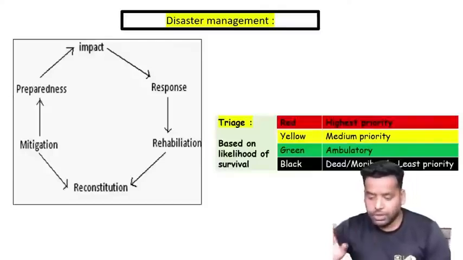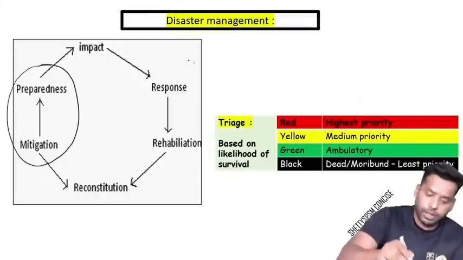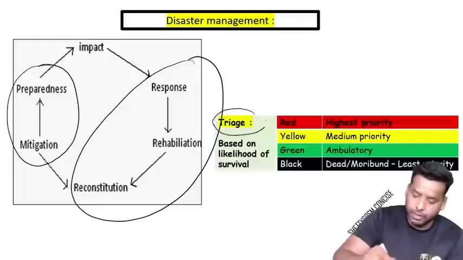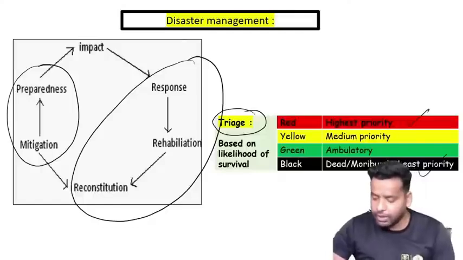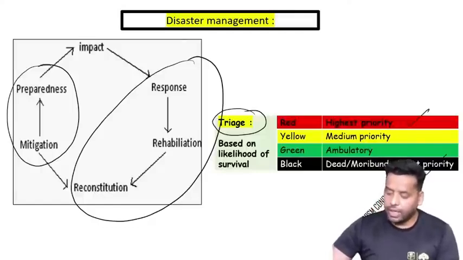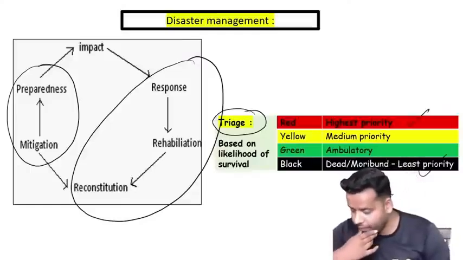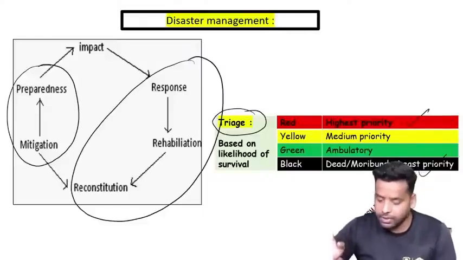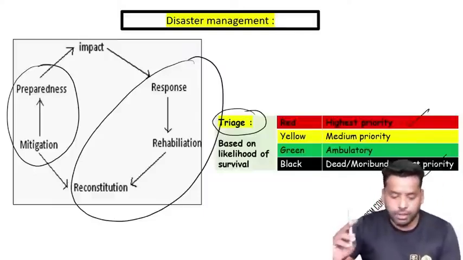Disaster management. What are the questions they frame on disaster management? Before disaster, we do 2 things. After disaster, we do 3 things. In the response phase, we do triage. Always keep in mind: which color is given highest priority? Which color is given least priority? Red, highest priority. Black, least priority. Moribund states. So triage will come under response.